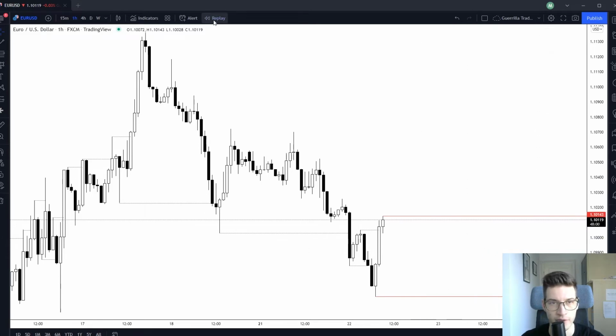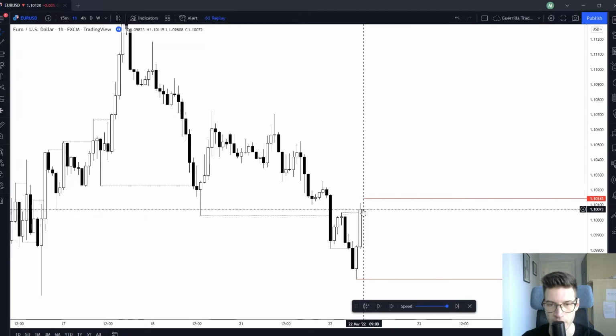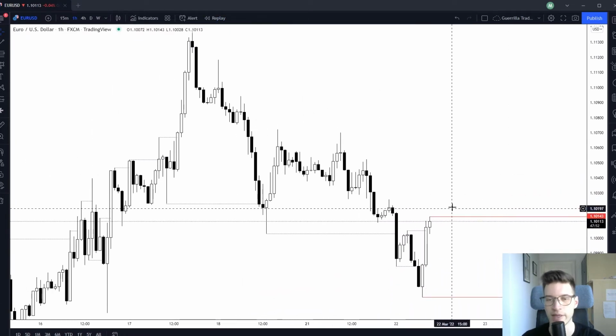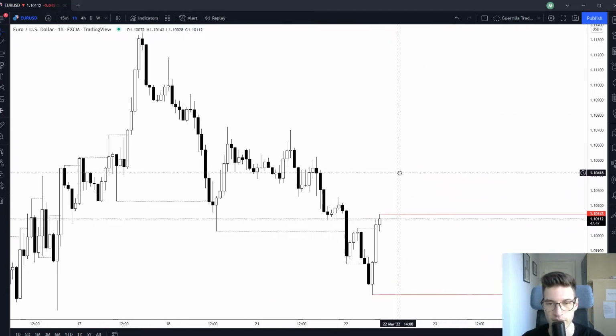I didn't enter on this candle right here because this was not enough of a break for me personally. So I want to see another push with a clean close, and then I will be definitely entering this trade because this looks very high probability.